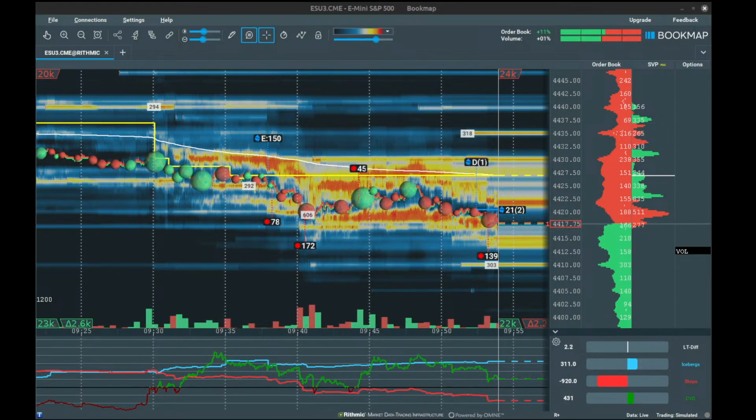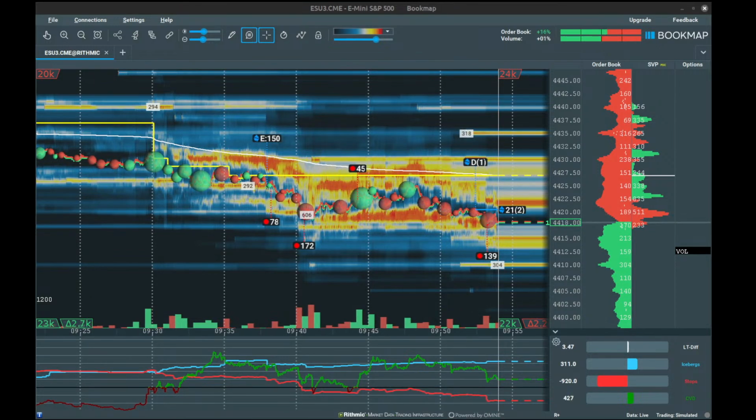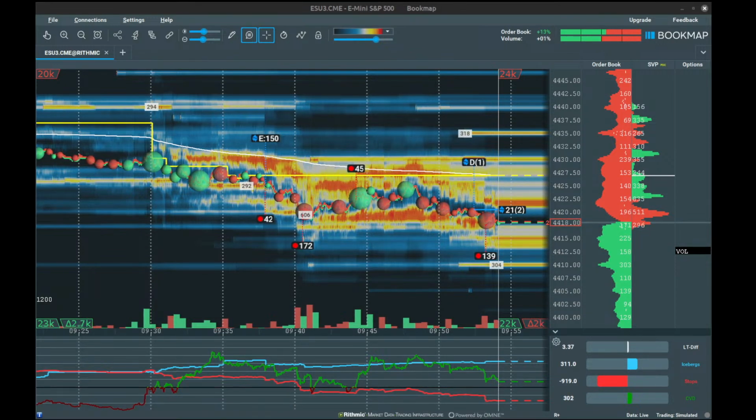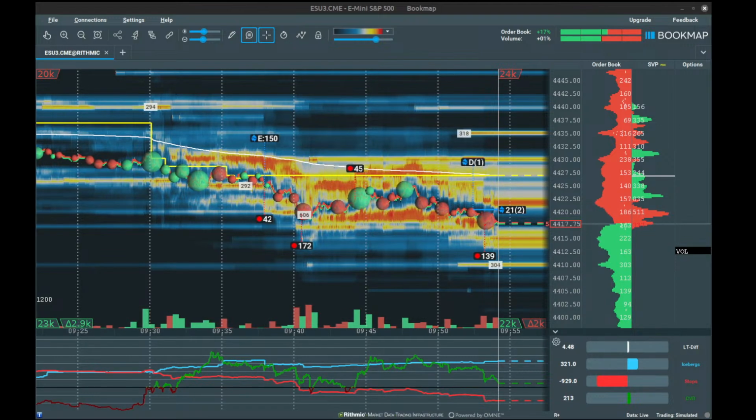The most important gamma exposure level intraday, once again, is 4,400. So that's another reason why I think we might hold that level. If you look at intraday gross gamma positioning, that's the key level as well.